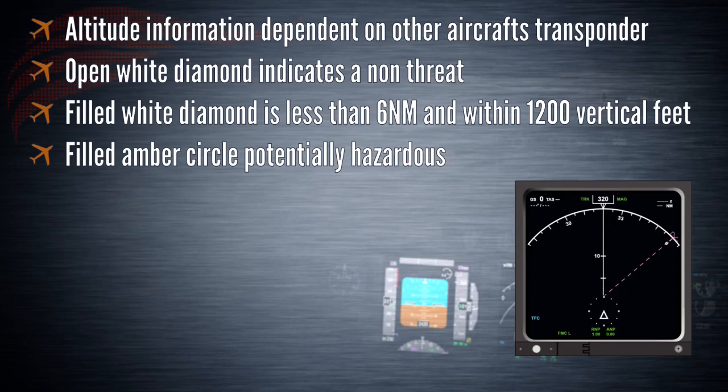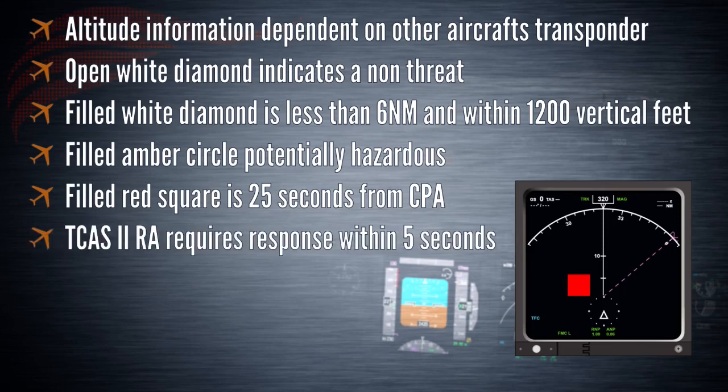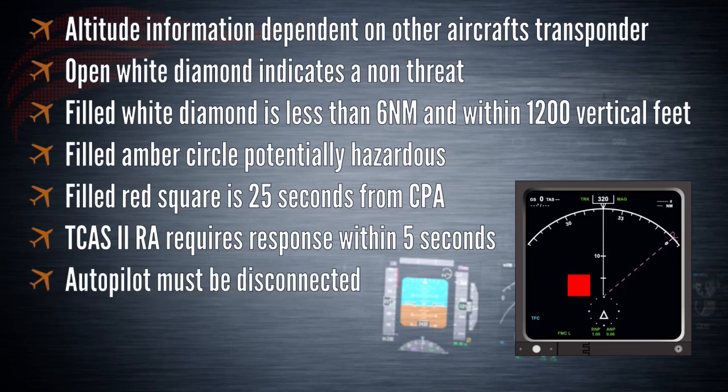When the traffic is approximately 25 seconds from the closest point of approach, the symbol will change to a solid red square and a resolution advisory will be issued. A typical TCAS-2 resolution advisory requires a response within 5 seconds and G-forces of plus or minus 0.25 G. Because of this G-force requirement and the immediacy of the response required, the autopilot must be disconnected prior to responding to the resolution advisory.